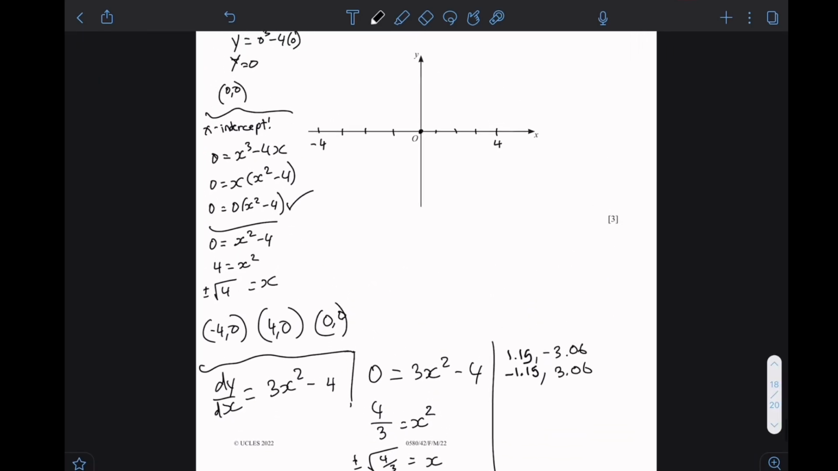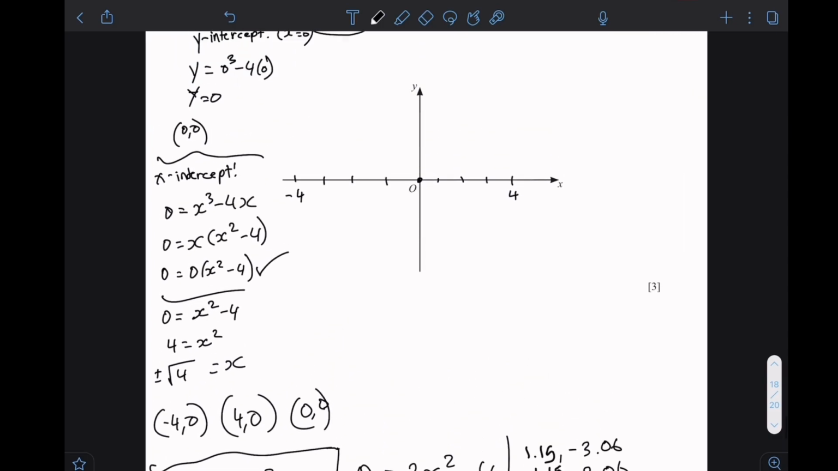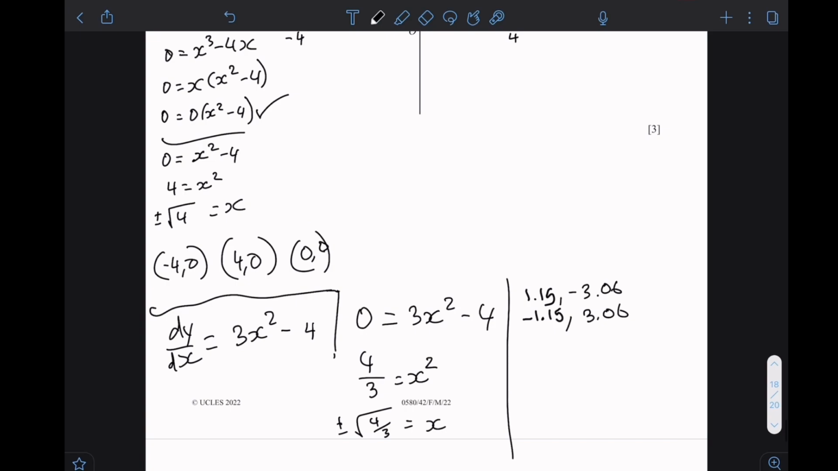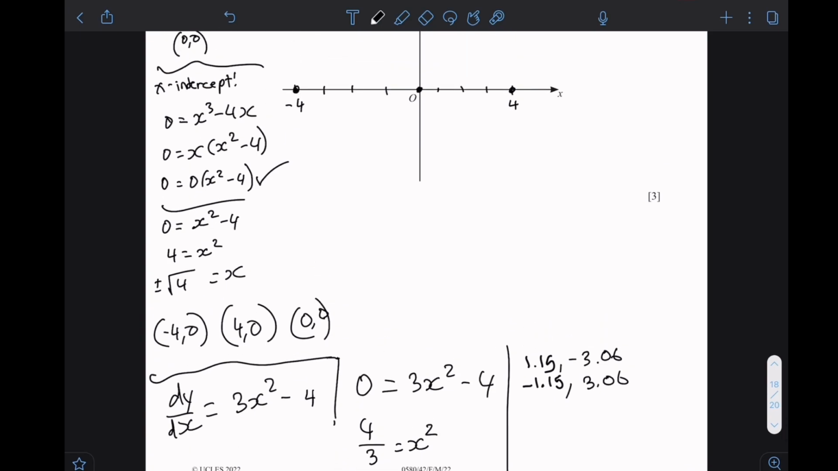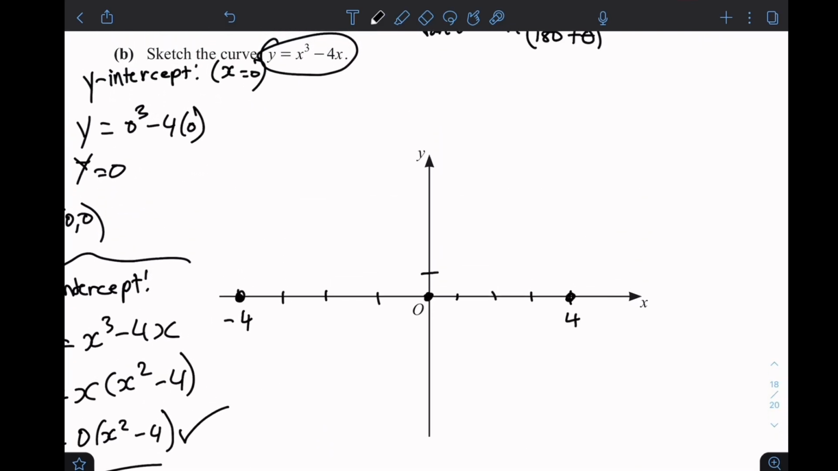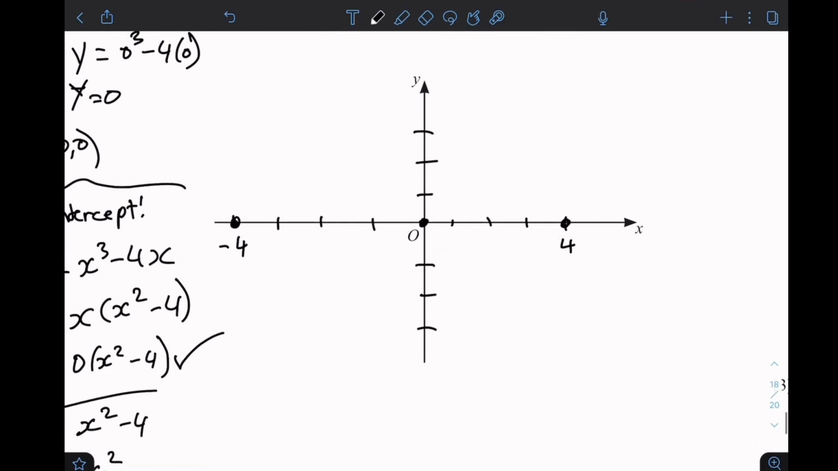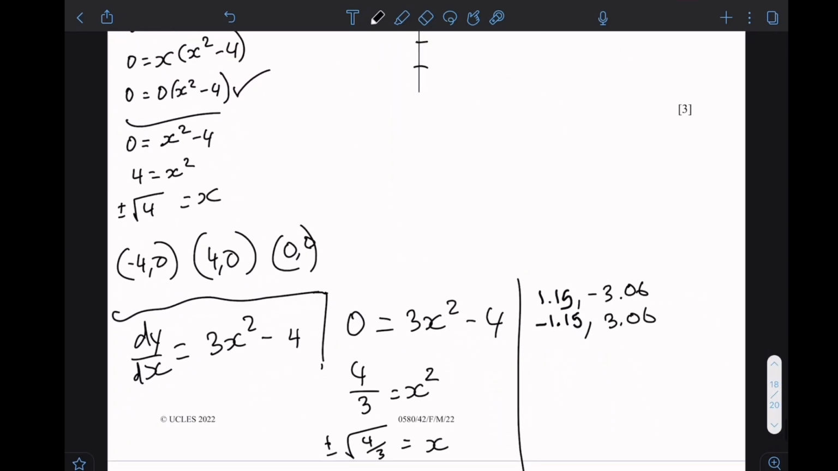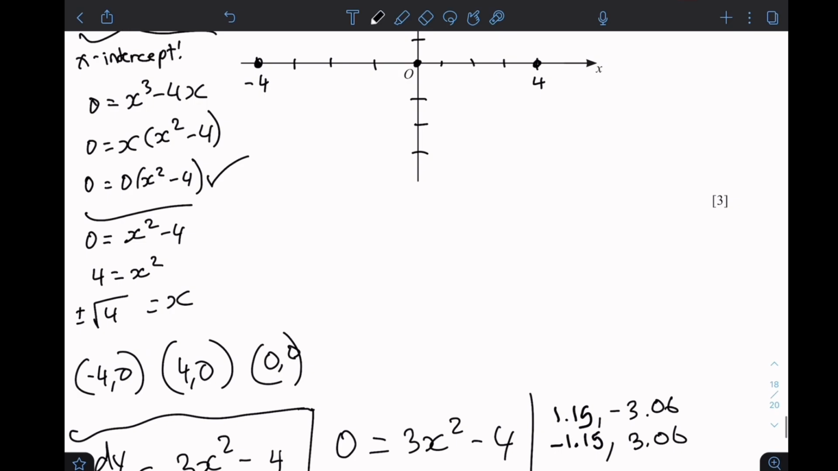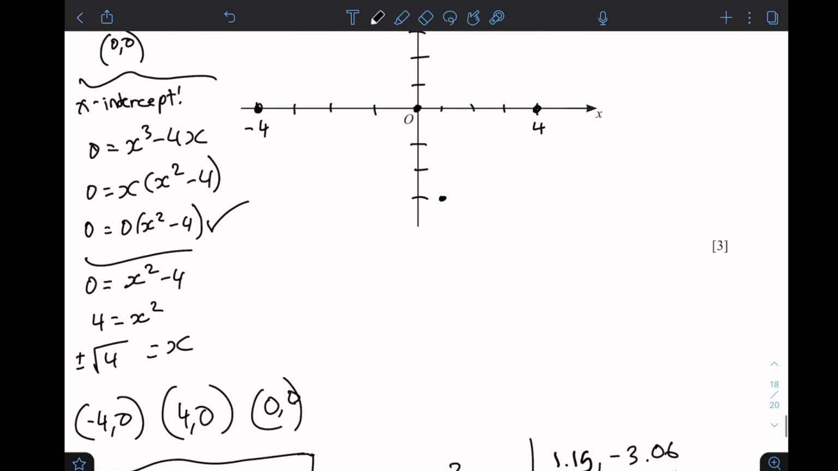Okay, so we got the x-intercepts, we got the y-intercept. Now we just plot. So (-2, 0), which is over here, origin, (2, 0). Now, the two turning points are 1.15 and minus 3.06. So if I round it, wait, let me just count: 1, 2, 3. So this will be (1, -3), and (-1, 3).